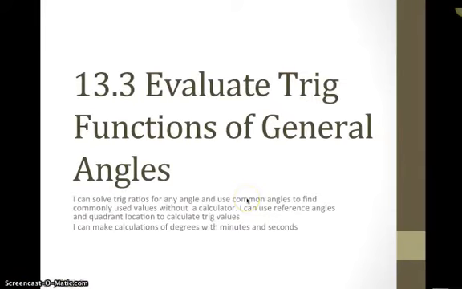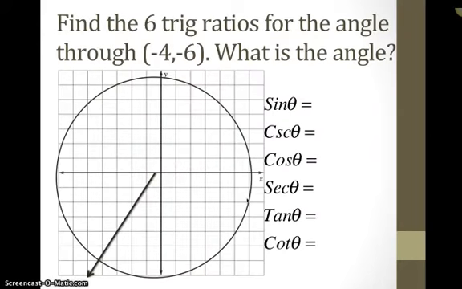So today we're going to be talking about evaluating trig functions of general angles. Related to our conversation last class, I can take a look at this angle on a coordinate plane. Sorry, that should be going through 0, 0. And here, if this goes to the point -4, -6, I see that my x value is -4 and my y value is -6.